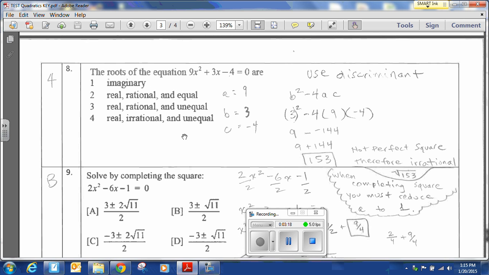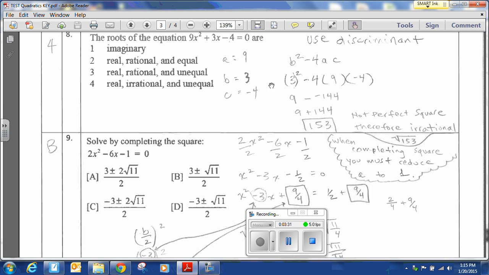Number 8. Whenever you have a question like this, asking what kind of roots they are, imaginary, real, rational, equal, you know you're going to use the discriminant, b squared minus 4ac. So we end up with 153. Because it's positive and it's not a perfect square, it is irrational.